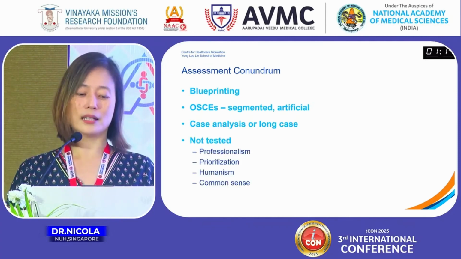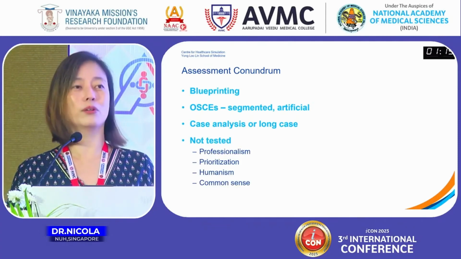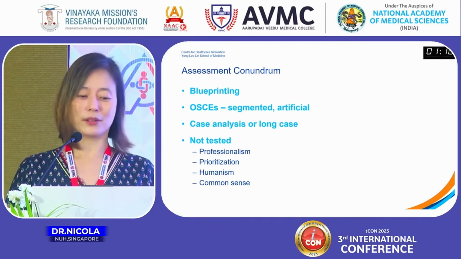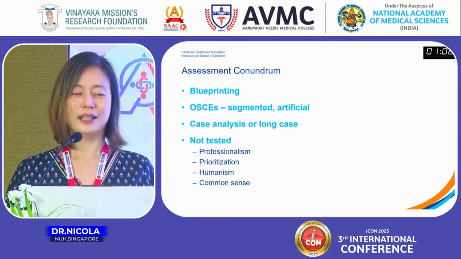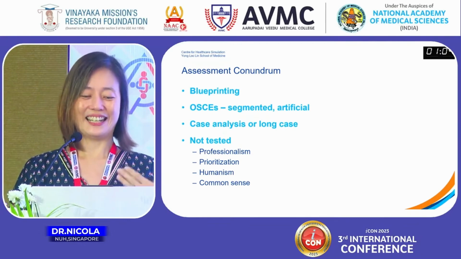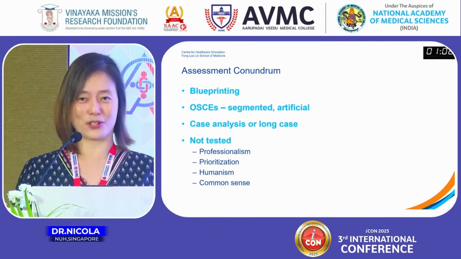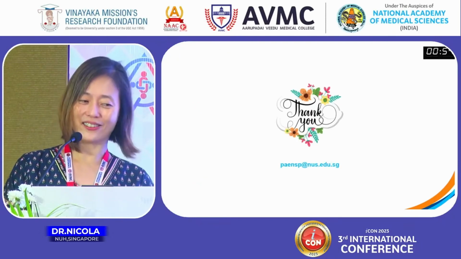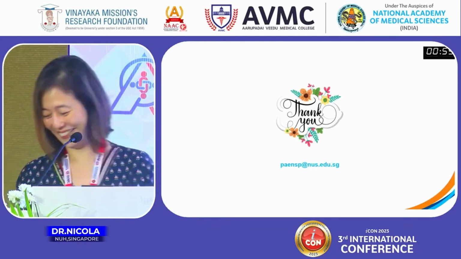And then just the last bit about this conundrum, some things that are not tested or maybe not specifically tested, things like professionalism, prioritization, humanism, and just plain common sense. We don't really test these. And how do you do that? I'm not sure. Okay, so I don't have the answers, but some things to think about. So that's all I have to say. Thank you very much.